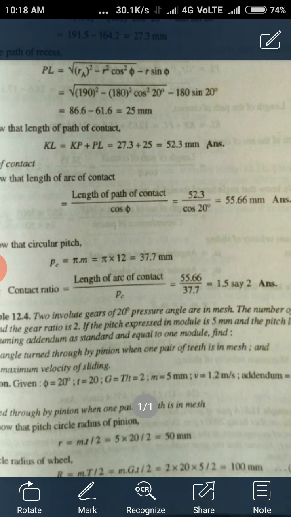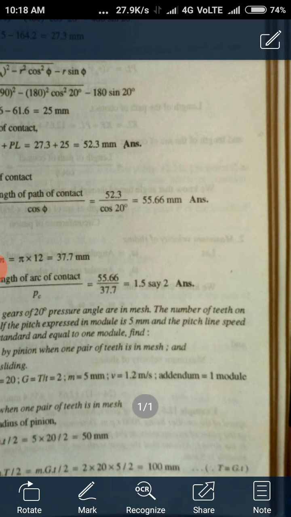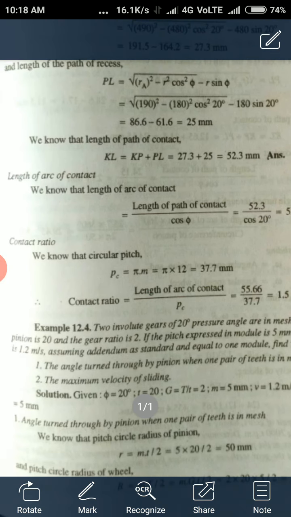It says: two involute gears of 20-degree pressure angle are in mesh. So the pressure angle is given as 20 degrees. The number of teeth on the pinion is 20, small t, and on the gear it is capital T. So small t equals 20, and the gear ratio is given as 2.